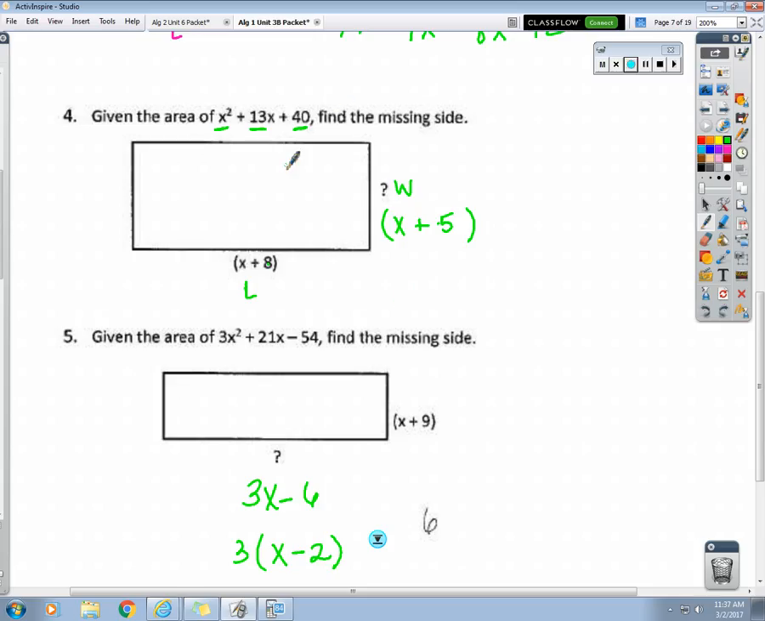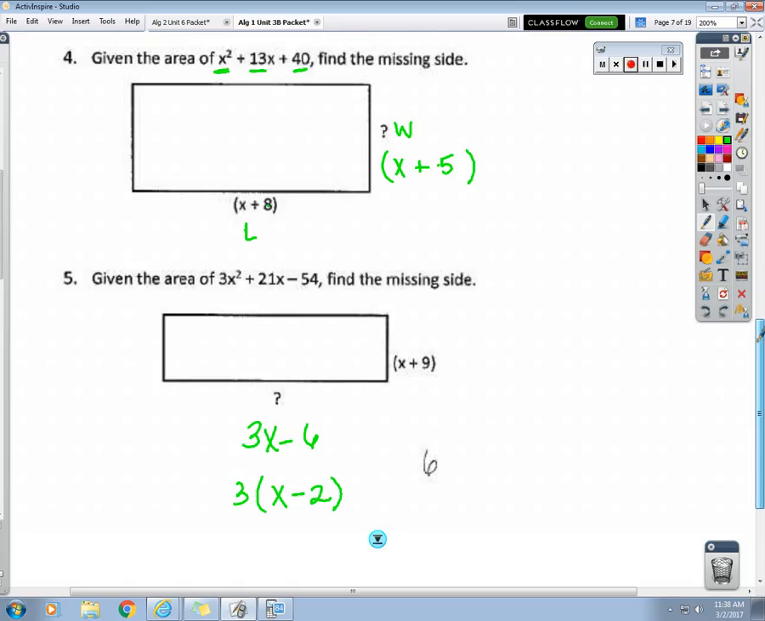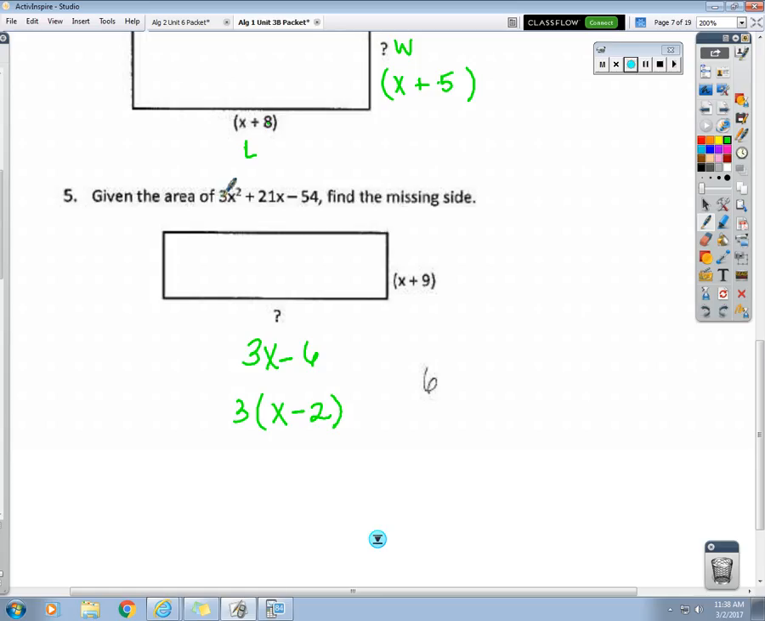Okay, so watch. Up here, the reason this one was so easy, pay attention, was because it was just 1x squared. So that makes it pretty easy because you just know x times x is x squared. But it becomes a little more difficult when there's a number out front greater than 1. So what I decided to do was take away that number from all 3 of them. If I take away 3, divide it out, 3 divided by 3 cancels, leaving x squared. 21x divided by 3 is 7x, and negative 54 divided by 3 is negative 18.